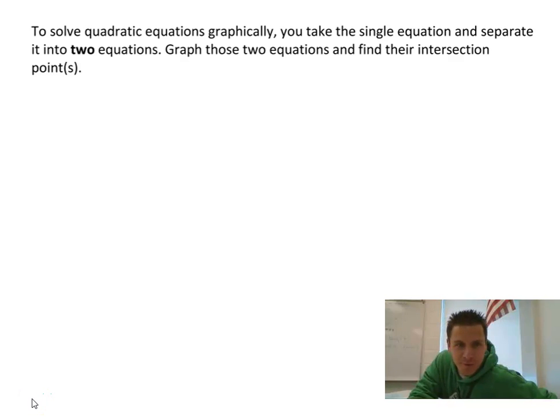All right, folks, Mr. Bucko here with solving quadratic equations. We're going to solve quadratic equations graphically, and then we'll do it algebraically. These quadratic equations, however, will all be in vertex form.